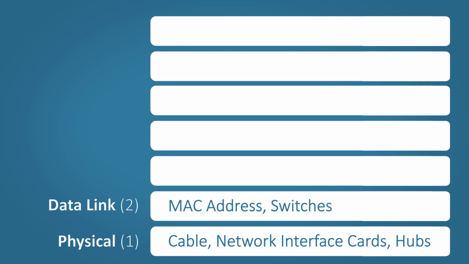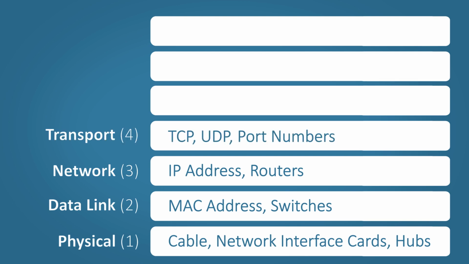Layer 2 is the data link layer. At this layer, the physical addresses are added to the data. This is the source and destination MAC addresses. Switches are located at this layer. The network layer handles IP addressing and routing. At this stage of the OSI model, the source and destination IP address are added. Routers operate on this layer.